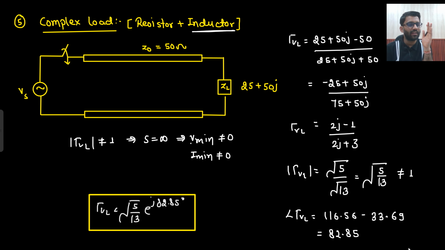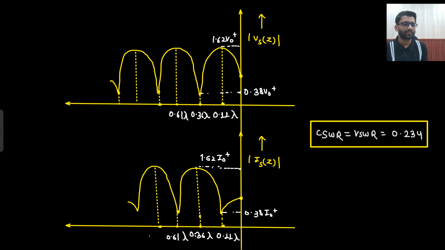If you mug up the formula, then you will just mess it up in the examination, I am pretty sure. But now the concepts are clear: the load is inductive, so first voltage maxima will occur. And another thing is that here this is not equal to 1, then certainly the standing wave ratio will not be equal to infinity. That means certainly V min or I min will not be equal to 0.